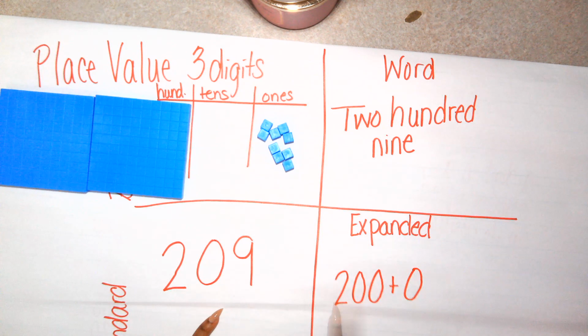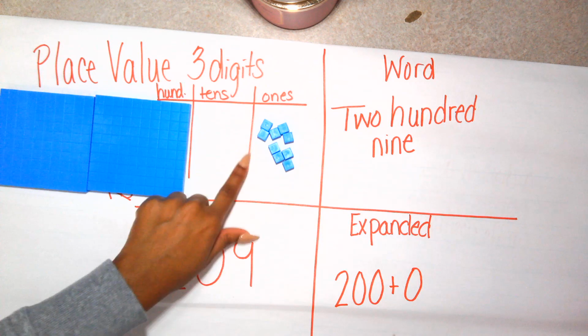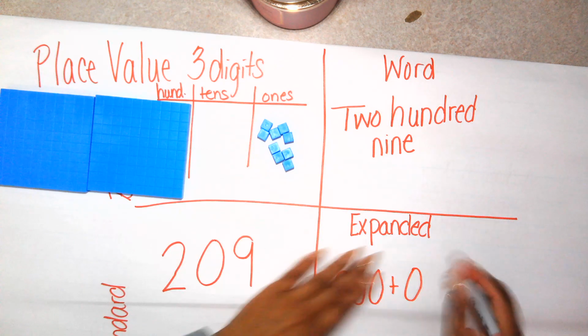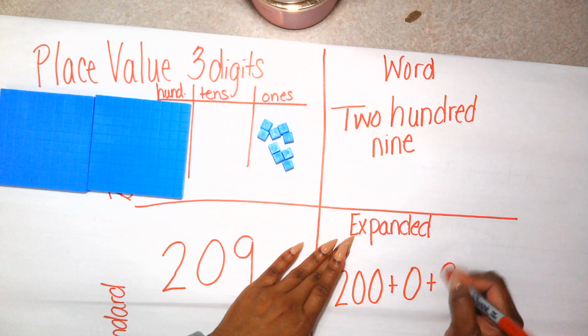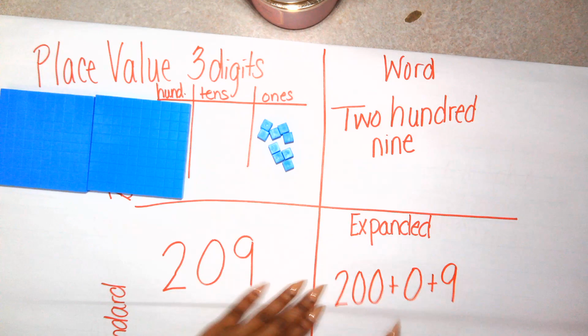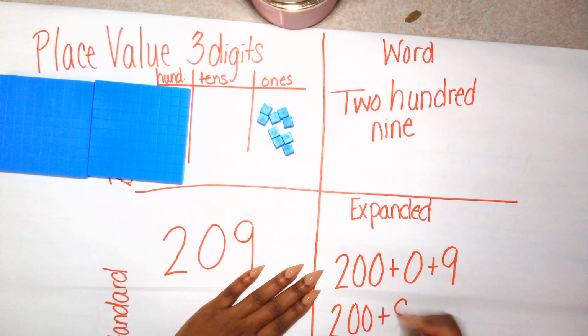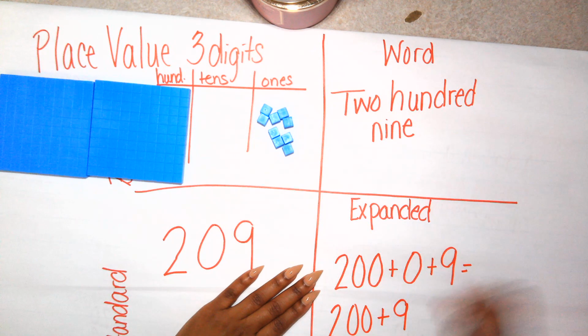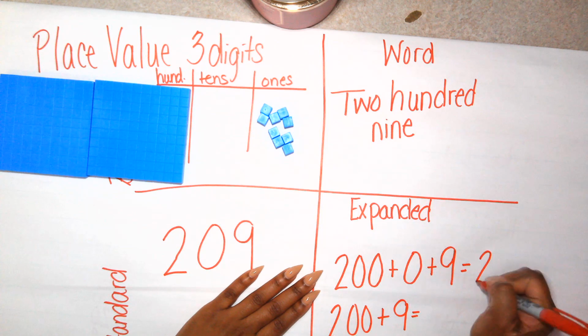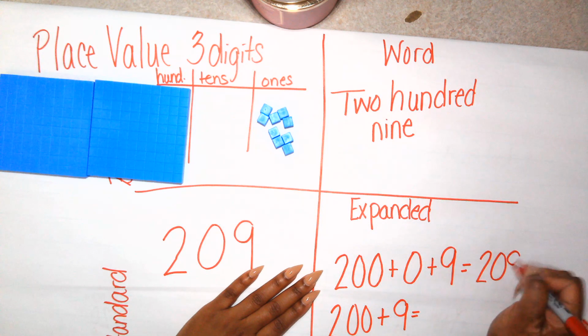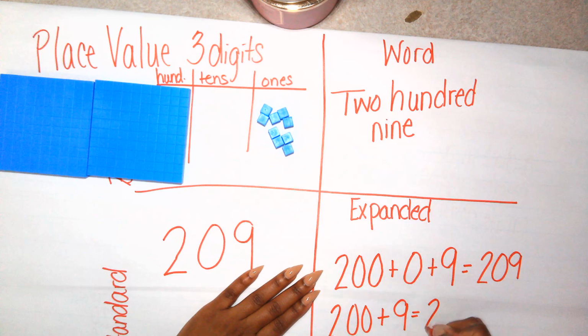All right. So I have 200 plus 0 plus I have 9 ones. So this is going to be plus 9. Okay. There are two ways that you can write this. You can write 200 plus 0 plus 9, or you could write 200 plus 9. And they both give you the same exact answer, 209.